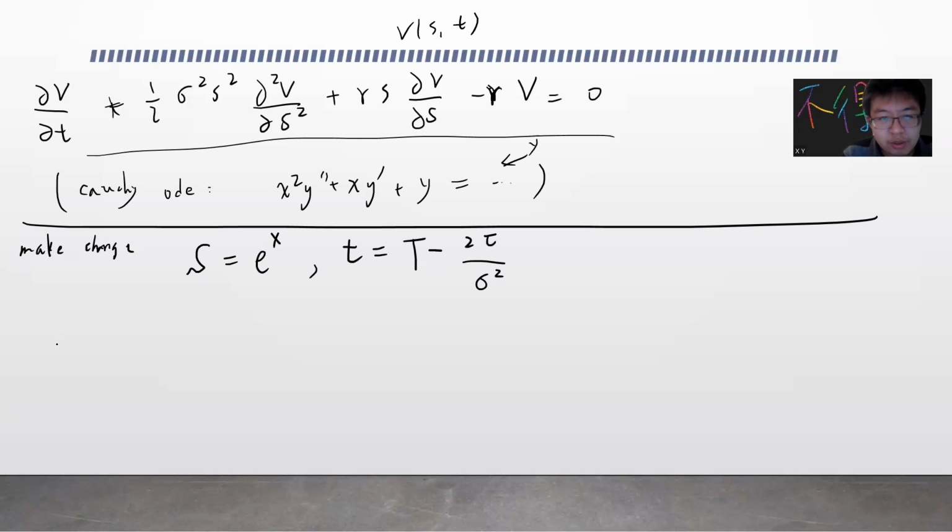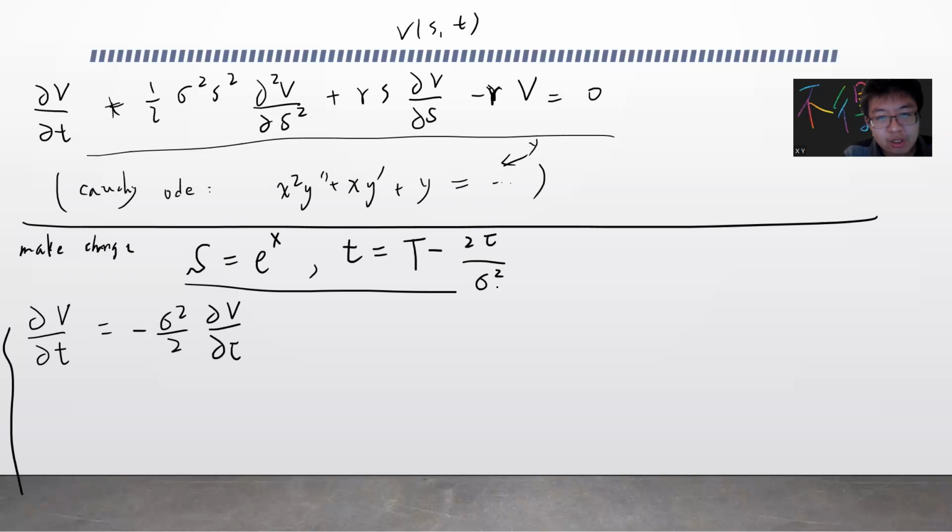Now you have these two, so we can make a fun game, right? We can write partial v partial t in terms of tau, and by the way, this capital T is constant. So partial v partial t will be just this, right? It's linear in tau, just a scale of this tau. So it's basically minus sigma squared divided by 2 partial v partial tau. This is simple.